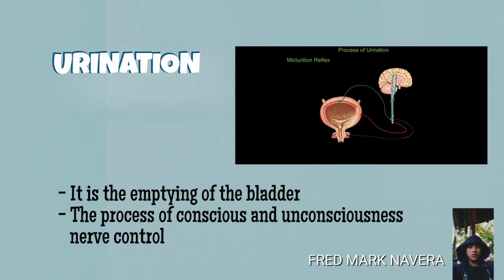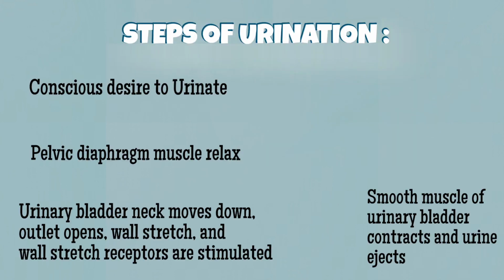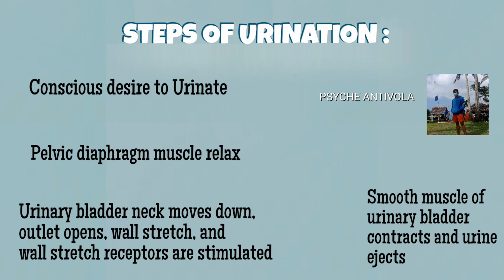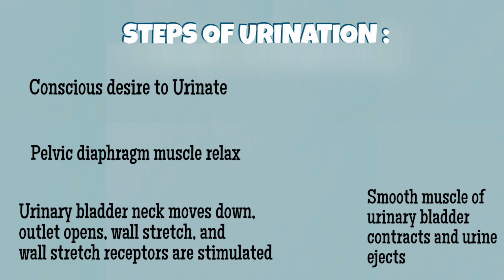So we have to remember that micturition is another term that is used for urination. So let us proceed to the step-by-step urination. Firstly, we have the conscious desire to urinate. Pelvic diaphragm muscles relax. Urinary bladder neck moves down. Outlet opens, wall stretches, and lastly, the smooth muscle of the urinary bladder contracts and urine ejects.